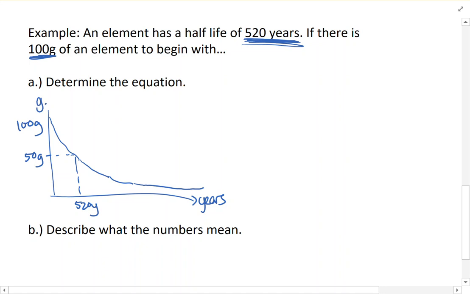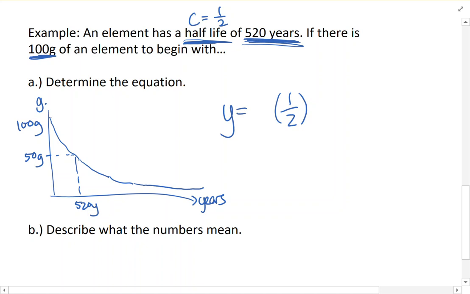Since we know it's a decaying graph, our C value must be less than 1. In this particular case, since we're constantly cutting in half, we already know C equals a half, because we're constantly multiplying our number by half. So we know there's a half here. Now the question is, what are my other values?